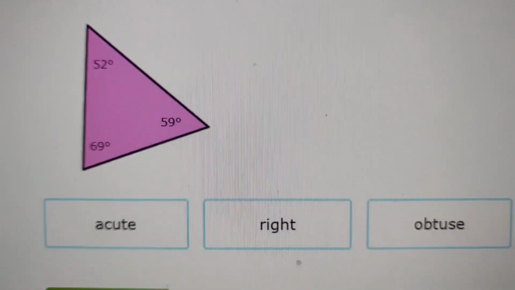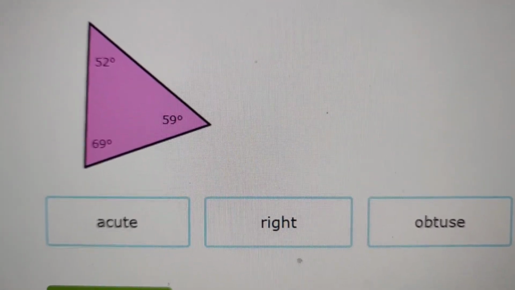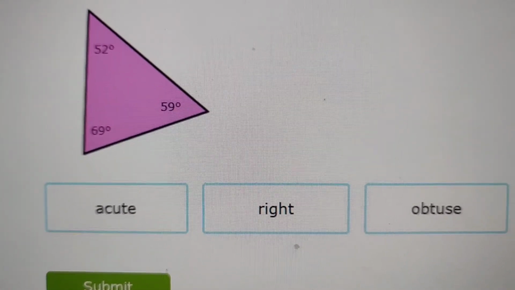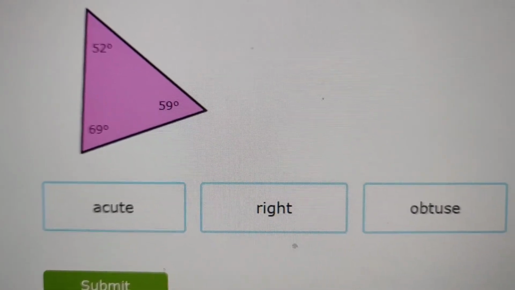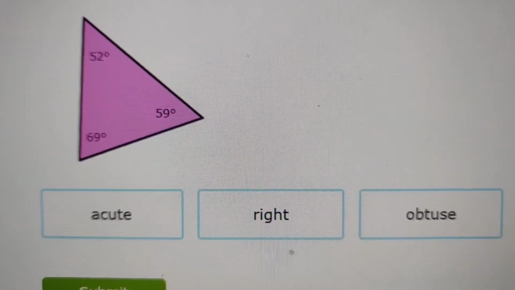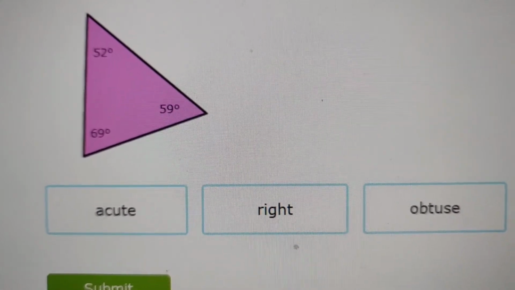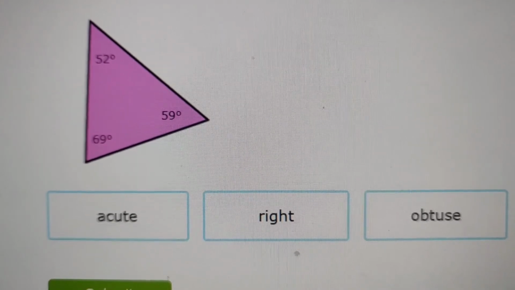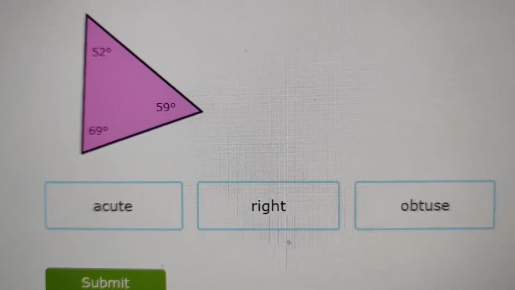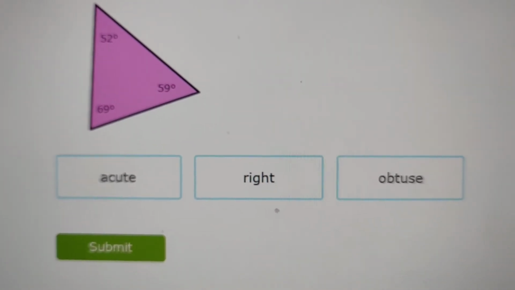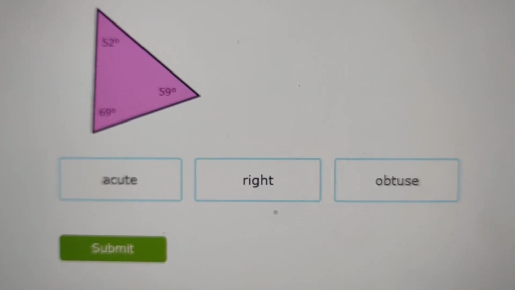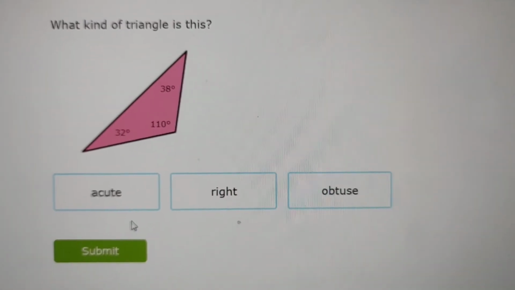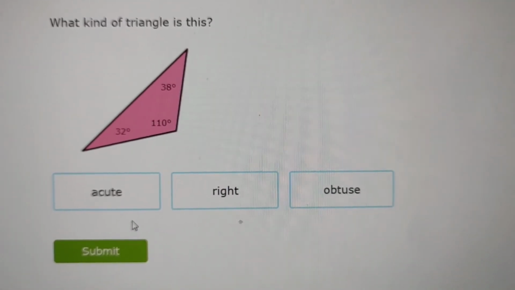Okay, welcome back. So I see that one of the angles is 52 degrees, which is less than 90 degrees, so that angle is acute. Another one's 59 degrees, which is less than 90 degrees, so that angle is acute. And the last angle is 69 degrees, which is less than 90 degrees, so that angle is acute also. So all three angles are acute, and a triangle where all three angles are acute, or less than 90 degrees, is an... The answer to the last problem was it was an acute triangle.